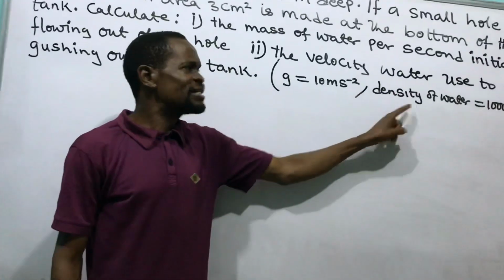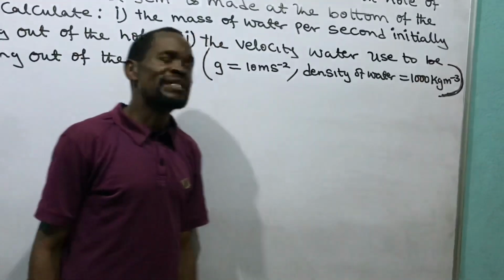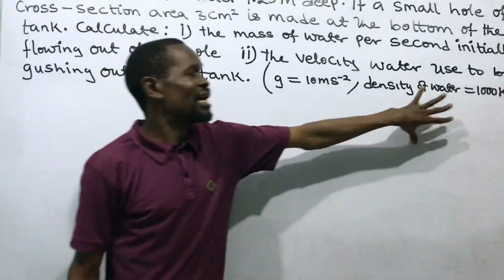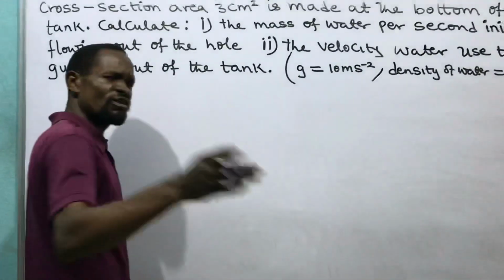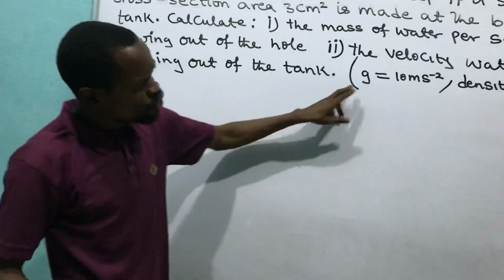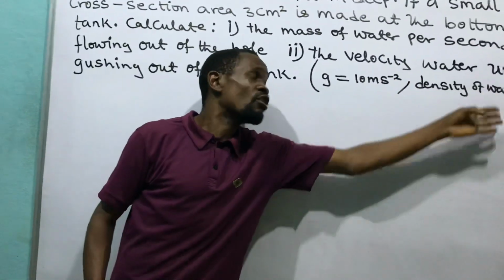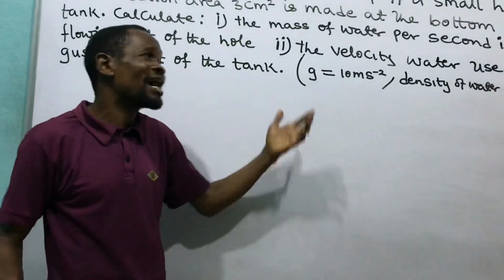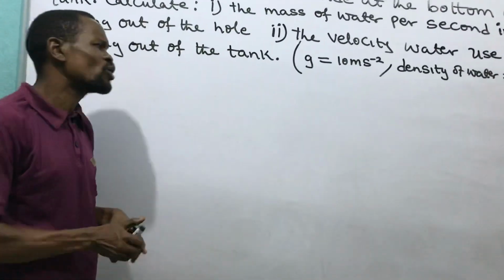Then remember, the density of water is 1000 kilogram per meter cube. That's what they gave us here. But remember, in some cases they may not give you the density of water. You needed to know this offhand, the density of water and the acceleration due to gravity. Let's go to the solution.